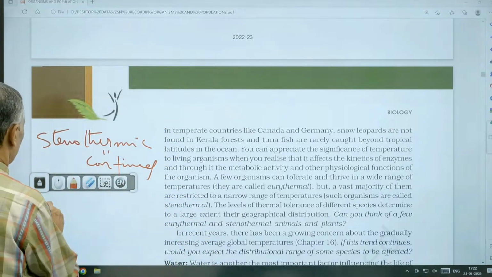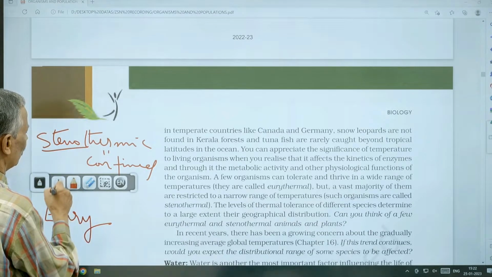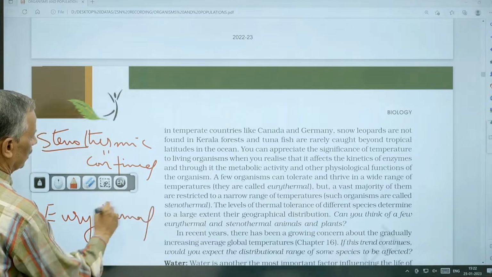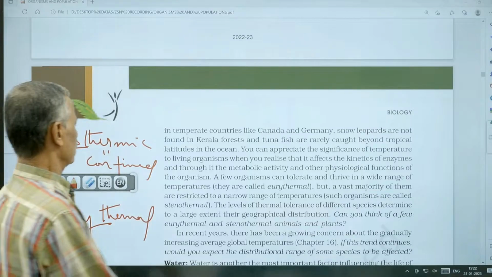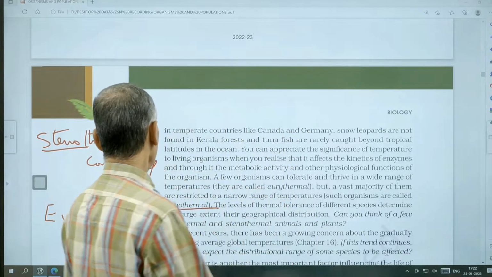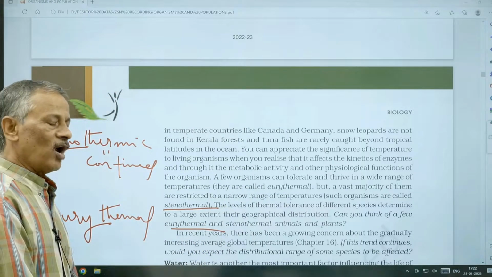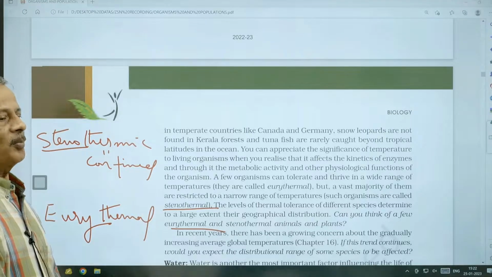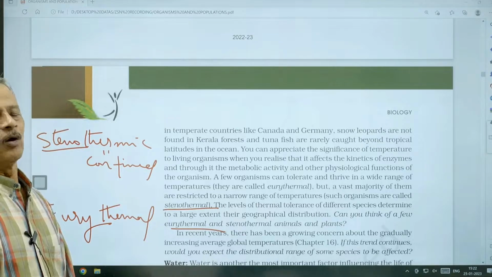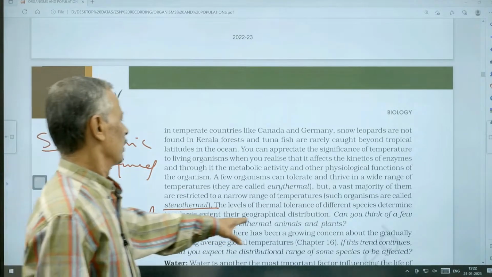Whereas, eury means broad, steno means narrow. Eurythermal organisms will be capable of tolerating wide fluctuations. So whatever the temperature, there is no problem. They can grow and live in such areas. Okay.